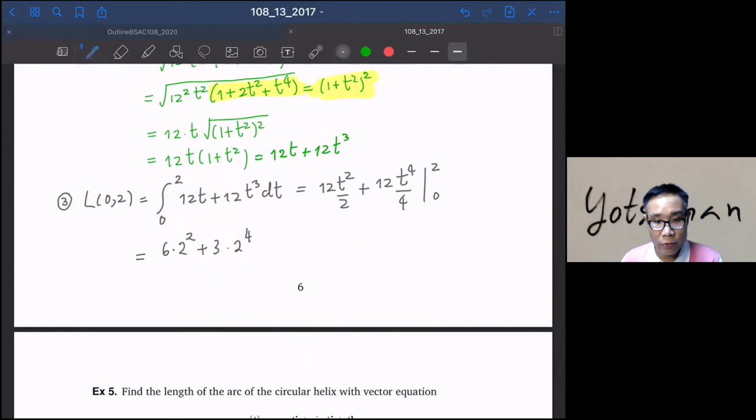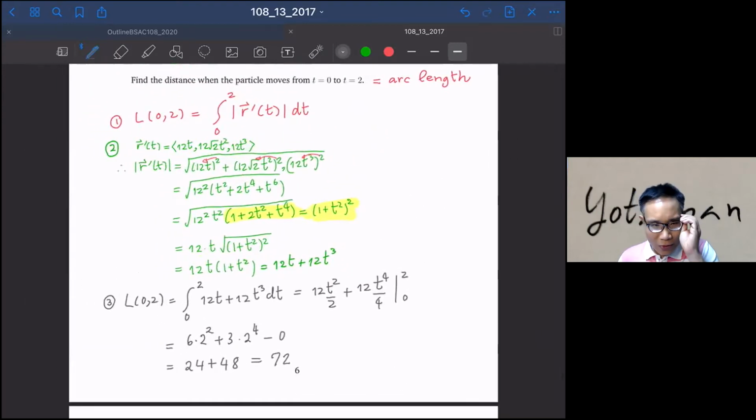Okay, so it's going to be 2 to the fourth, and you have minus 0, and you're going to have to calculate this messy number. So it's going to be 24 plus 48, so it's going to be 72. Okay, so the distance turned out to be 72 units. So you see that this falls into the difficulty of algebra. Everything so far is going to be calculus at this line and calculus at this line. The rest turned out to be just algebra. So it turned out to be difficult because of the algebra.